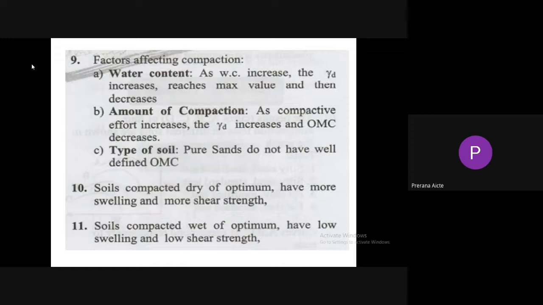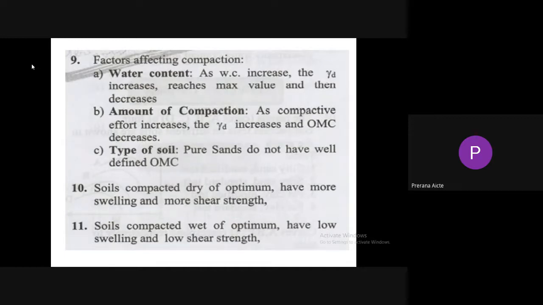So factors affecting compaction are water content. As water content increases, the maximum density increases, reaches a maximum value, then decreases. Then the amount of compaction: as the compaction effort increases, gamma d increases, and optimum moisture content decreases.